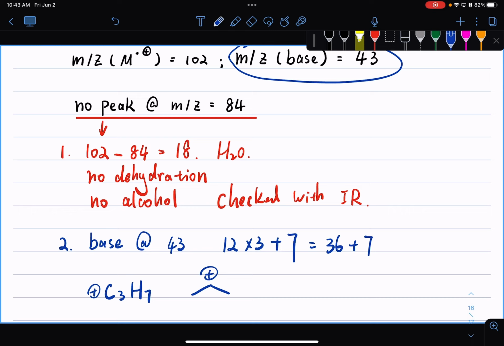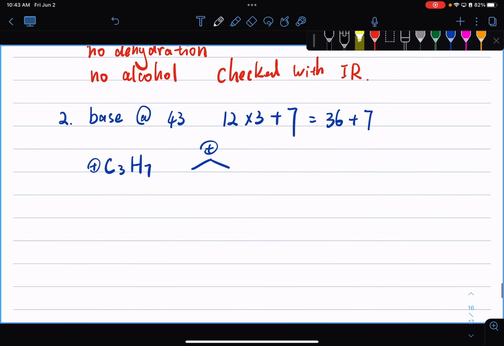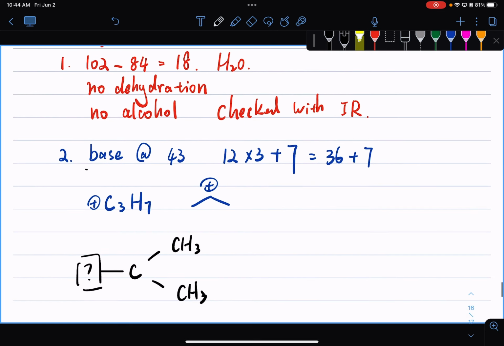And this is about as far as we can go. We don't have too much information in here, and that's it. So far what we know in this molecule, by looking at the mass spectrum, is that it has an isopropyl group, right? An isopropyl group is a carbon with CH3 that's bound to something, a question mark. That's coming from the base peak at 43 in our mass spectrum.